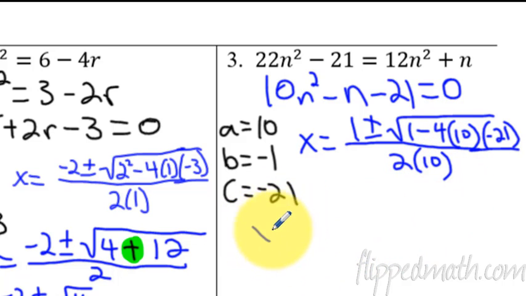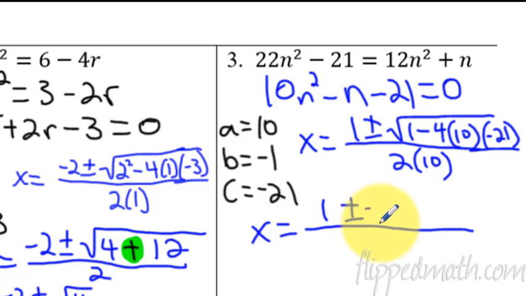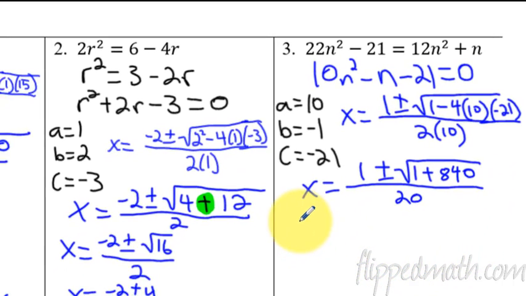Okay, let's see what we can come up with next. See if we can clean this up a bit. We have x equals, I'm going to have this fraction here, 1 plus or minus the square root of 1 plus. Now, if we plug this in a calculator, multiply it out, that is 840. And then 2 times 10 is 20. All right, so do I know what the square root of 841 is? 1 plus 840 is 841.